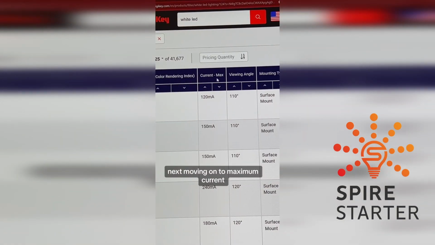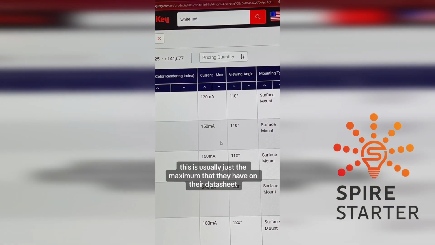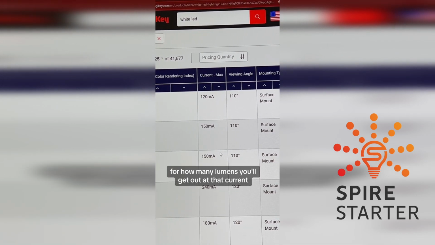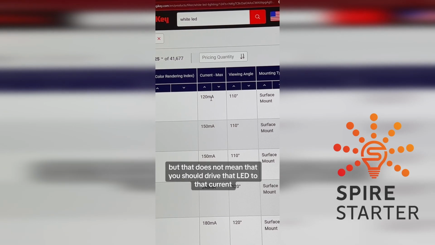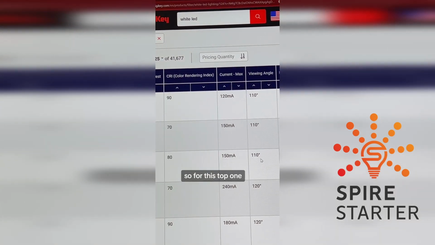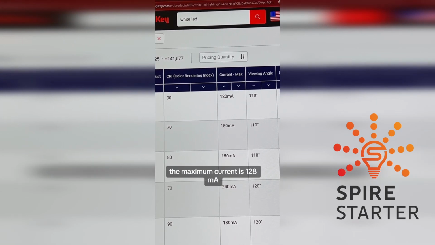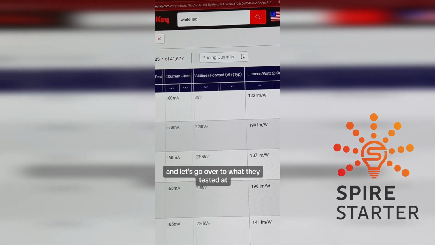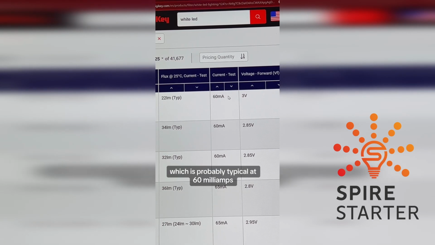Next, moving on to maximum current. This is usually just the maximum that they have on their data sheet for how many lumens you'll get out at that current, but that does not mean that you should drive that LED to that current. So for this top one, the maximum current is 128 milliamps, and let's go over to what they tested it at, which is probably typical at 60 milliamps.